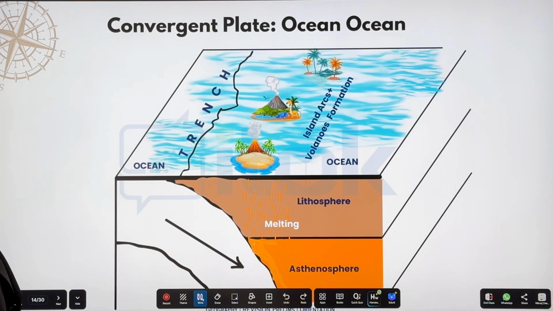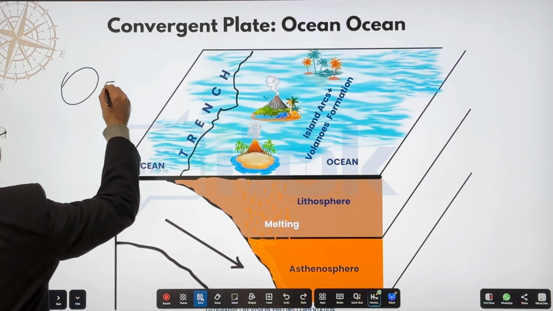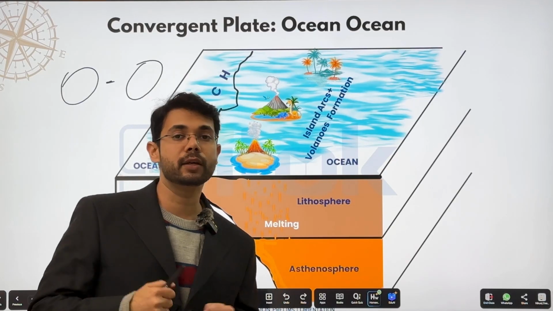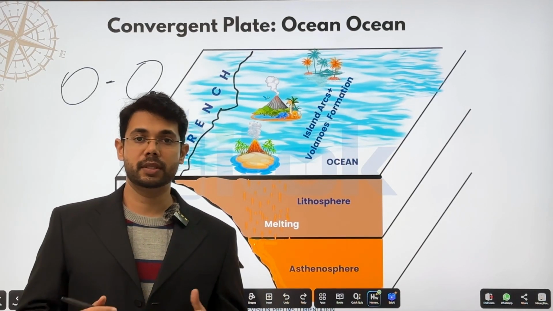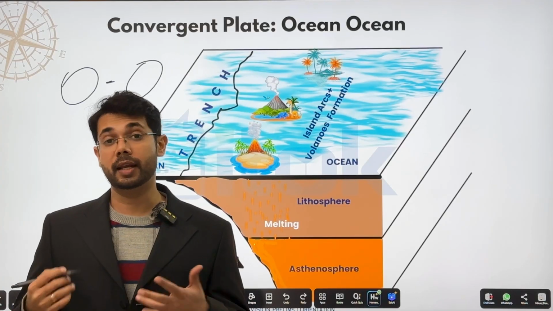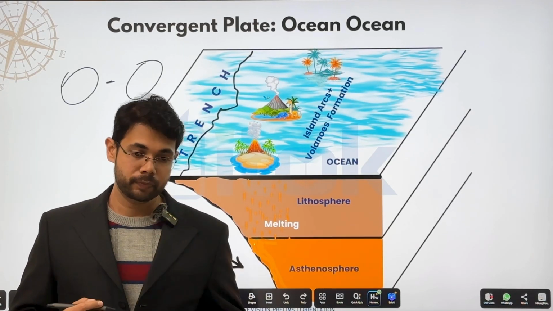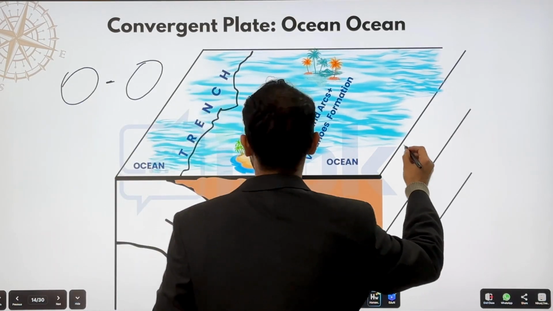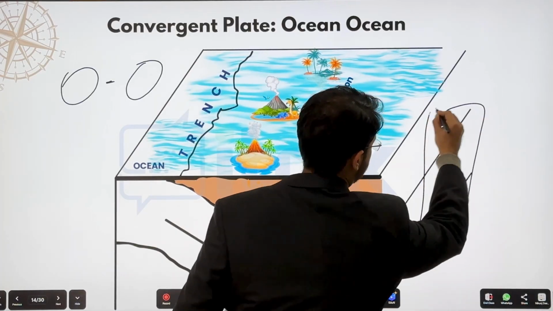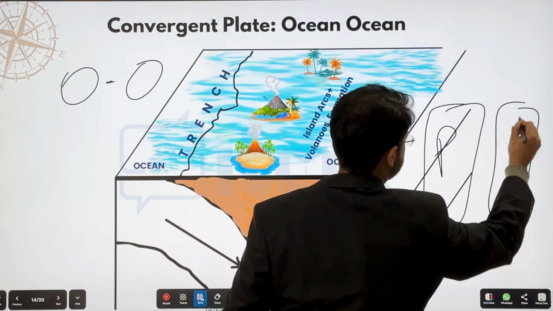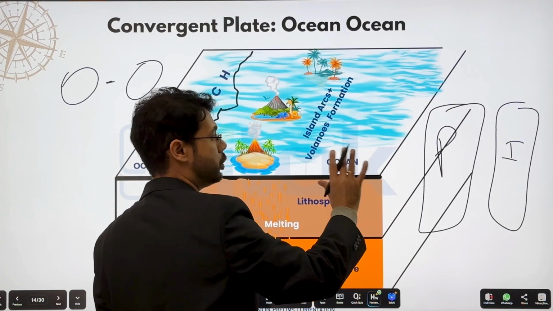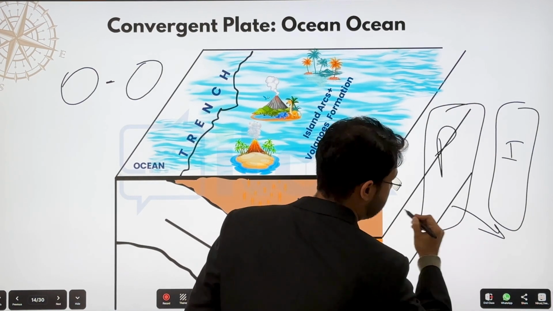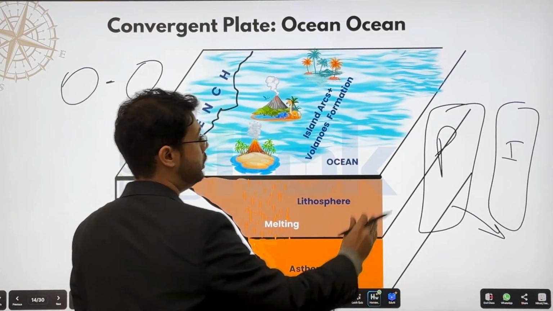What happens at a convergent plate boundary? Now, ocean-ocean convergence. In ocean-ocean convergence, one oceanic plate is converging with another oceanic plate. When this happens, the heavier oceanic plate will sink below the lighter oceanic plate. For example, this is not actually happening, just giving an example: this is the Pacific Ocean and this is the Indian Ocean, and these two are colliding against each other. We know the Pacific Ocean is heavier, so the Pacific will sink below the Indian.